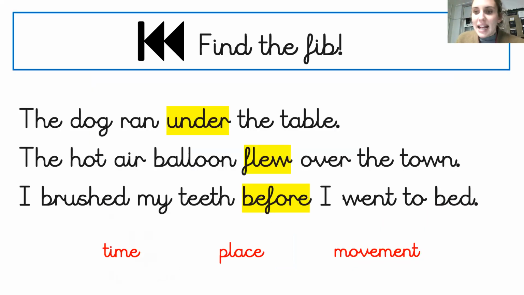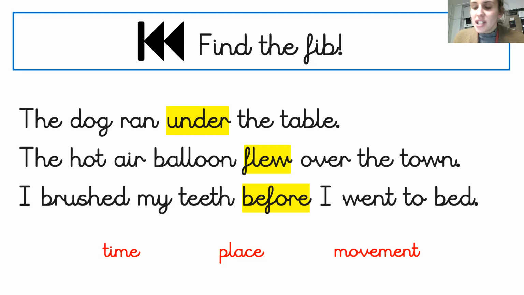Now, let's see if you can identify these prepositions before we move on to today's learning. So you need to find the fib here. We have got 3 sentences, and in each of those sentences, a preposition is highlighted. Or is it? Which sentence doesn't have a preposition highlighted? Pause the video and talk about that with somebody around you.